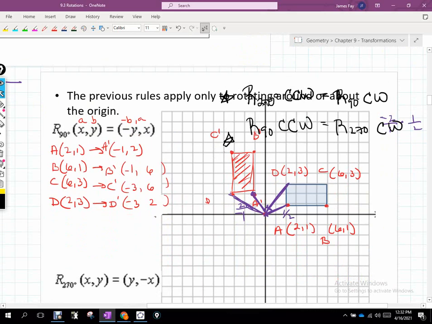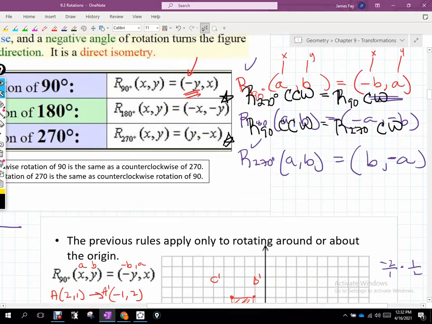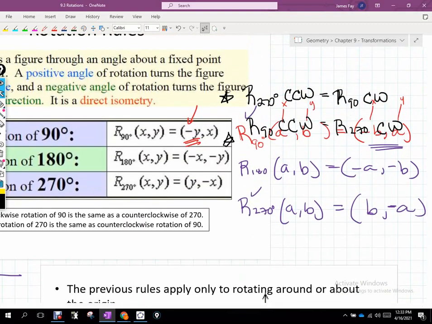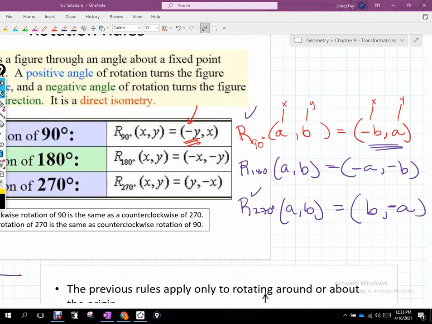Record your ordered pairs, apply the correct rule based on your rotation. Apply one of these rules up here to every single point, and then you can plot them and get your rotated figure. Is it okay? I just want to make sure we understand that they're not just haphazard relationships. You can see through the use of GeoGebra, through the use of the compass and that kind of stuff, that there's logic behind them, there's reasoning behind them.